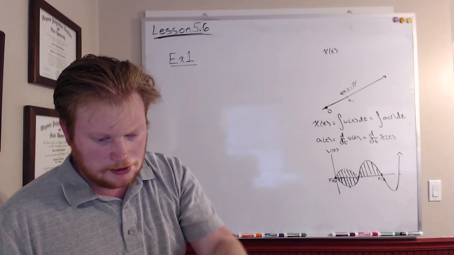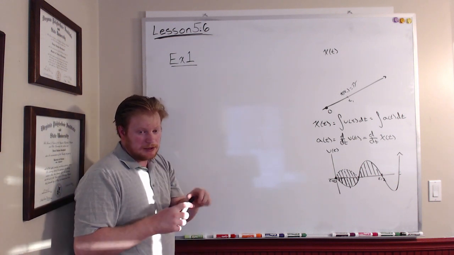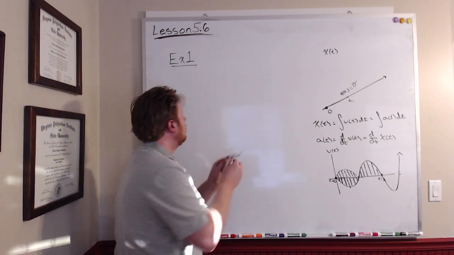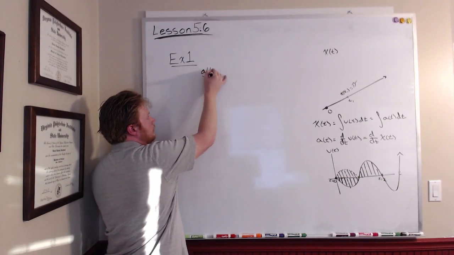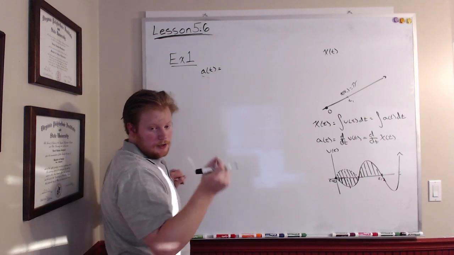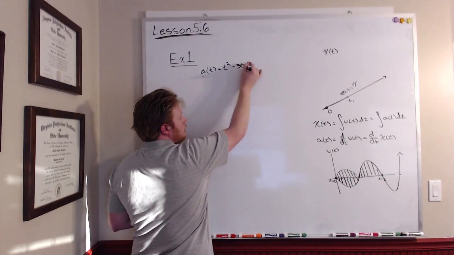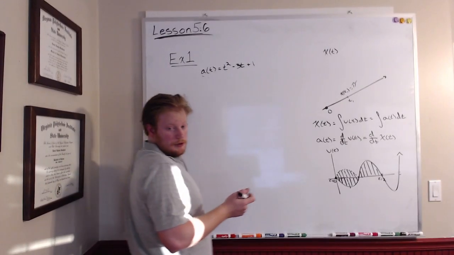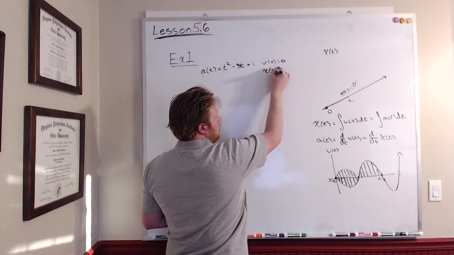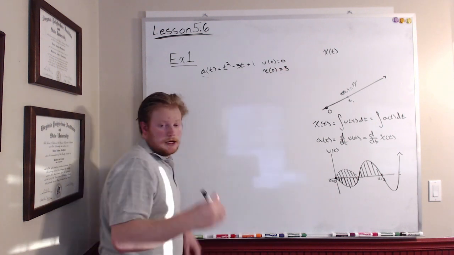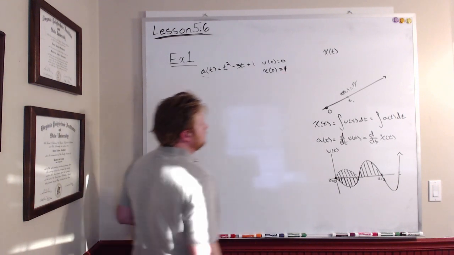Okay, let's see. The first example was fairly simple. A particle moves along an s-axis. Find the position function of the particle if acceleration is equal to t squared minus 3t plus 1. And I know that velocity of 0 is 0 and position of 0 is 3. So my initial velocity is 0 and my initial position is, I made a mistake, it's 4.